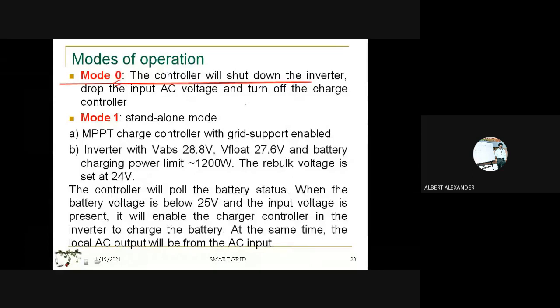So it was not an ideal operation, mode 0. The mode number one is called the standalone mode. What is standalone mode? It works without connecting to the grid. This is called the off-grid system. It's not on grid. Okay.